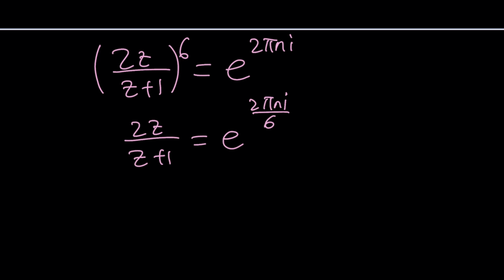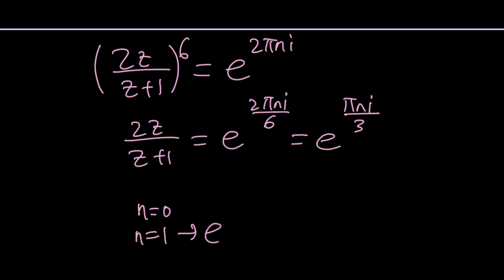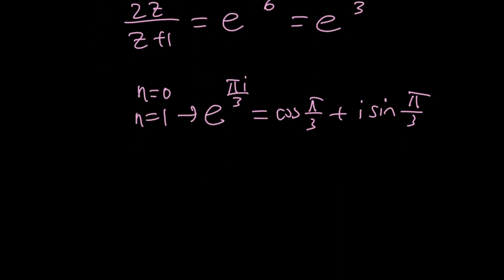And of course, we want to write this in the simplest form, which is e to the power pi n i divided by 3. In other words, when n is equal to 0, this will be 1. When n is equal to 1, this will be e to the power pi i over 3. And that's just cosine pi over 3 plus i sine pi over 3 by Euler's formula. Thank you, Euler. You're just amazing. You're the best. And now we can simplify it, because cosine pi over 3, as you know, is 1/2, and this is root 3 over 2 i.